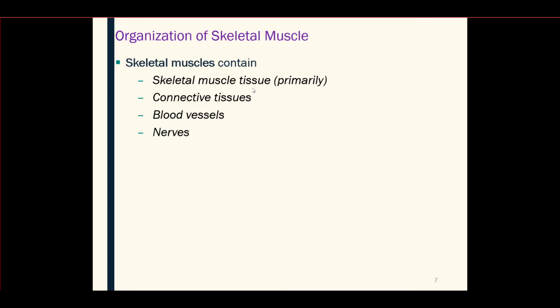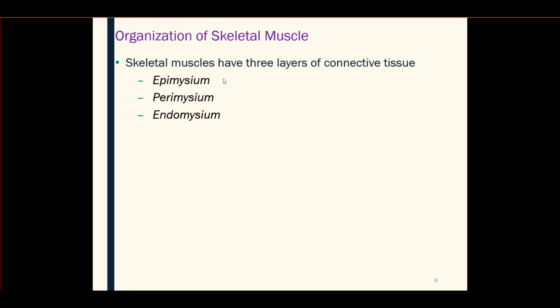What we are going to focus on is the connective tissue associated with muscle. We'll then look at the blood supply as well as the nerve supply. All right, so skeletal muscles do contain muscle fibers, connective tissue, blood vessels, and nerves. But again, in this lesson, I'm just going to focus on these three. The next lesson that comes up will be on the actual muscle tissue, the muscle fibers. We'll look at their anatomy and physiology. So let's take a look at the three types of connective tissue. There is the epimysium, the perimysium, and the endomysium.